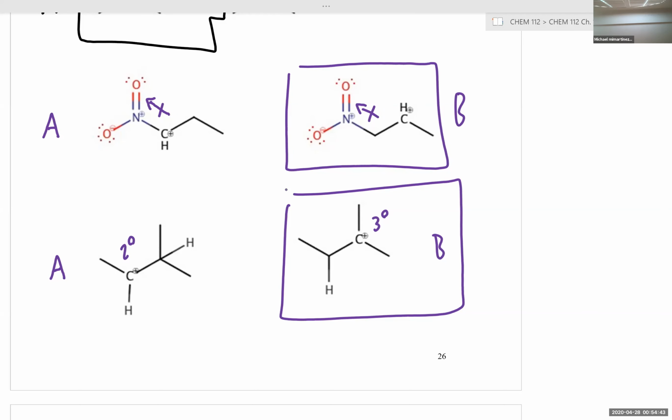Perfect. Any questions so far? Any questions so far on any of the examples? Is there anything I can clarify so far? If not, we're going to keep going.